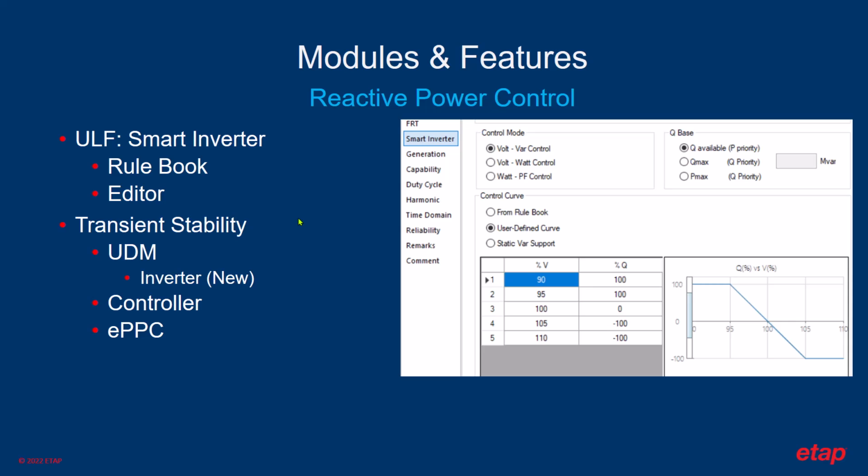The same as active power, we have similar features for reactive power control. If you have a QV curve or volt-var or watt-power factor, whatever it is, with different priorities, it can be entered in our inverters, and it can be used at the rulebook level or at the editor level. Again, we will go through some of these important features one more time in a little more detail, and look at how they work in ETAP.